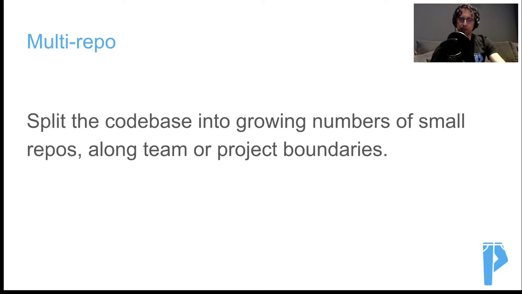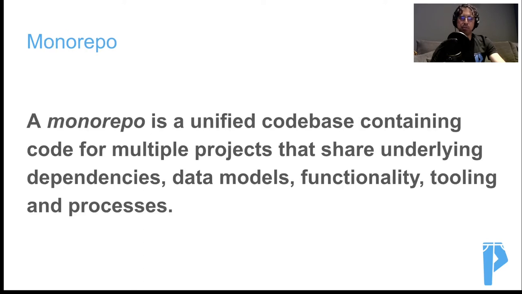But there is an alternative. And the alternative is the monorepo. And a monorepo is a unified code base that contains code for multiple projects worked on by multiple teams that share underlying dependencies and functionality and processes and so on.